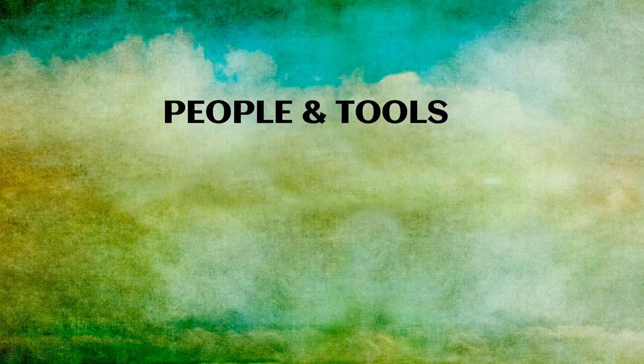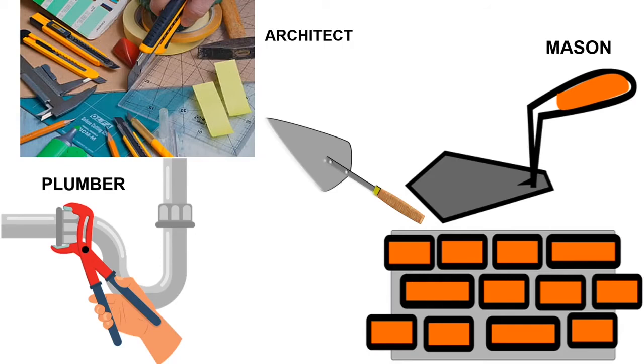It is also essential for you to be aware, children, about the people and the tools used by them while making our lives easy. An architect is a person who designs the structure, design or layout of our house, while a mason is the person who constructs the house as per the design.